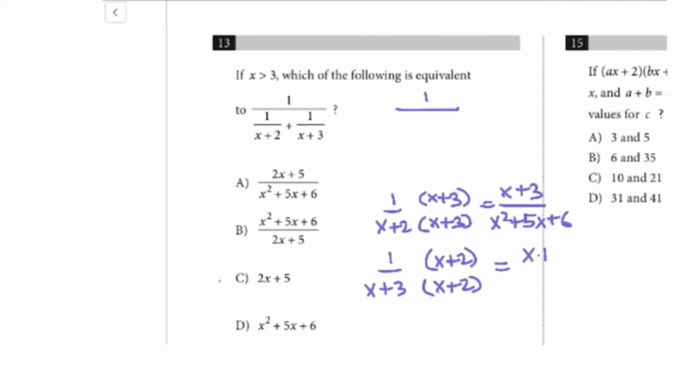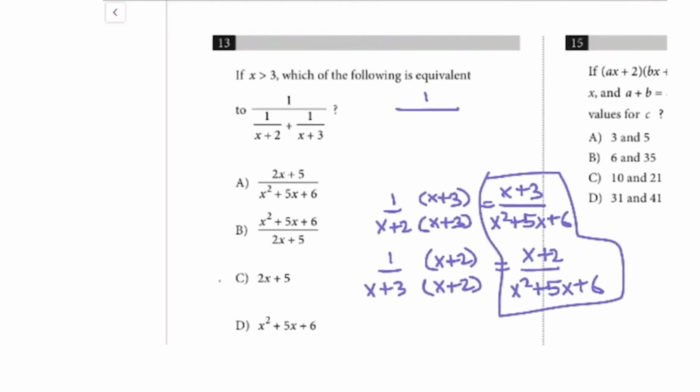So I get x plus 2 over x squared plus 5x plus 6. So my expression is, I have to add these two fractions together, right? So my expression ends up being 1 over 2x plus 5 over x squared plus 5x plus 6. Now, whenever I divide by a fraction, I am basically multiplying by its reciprocal.